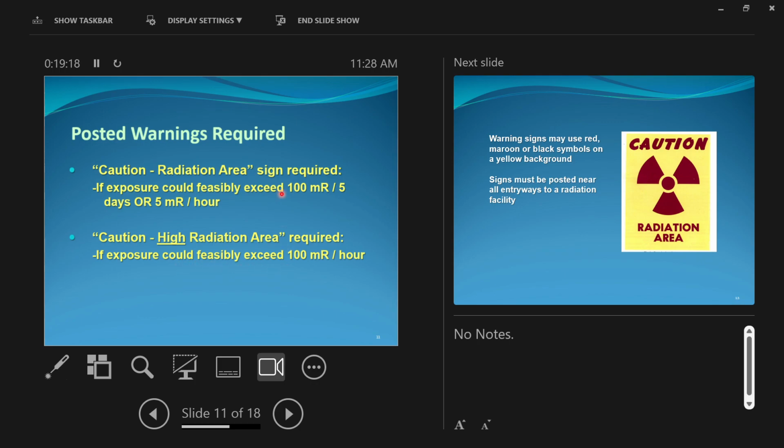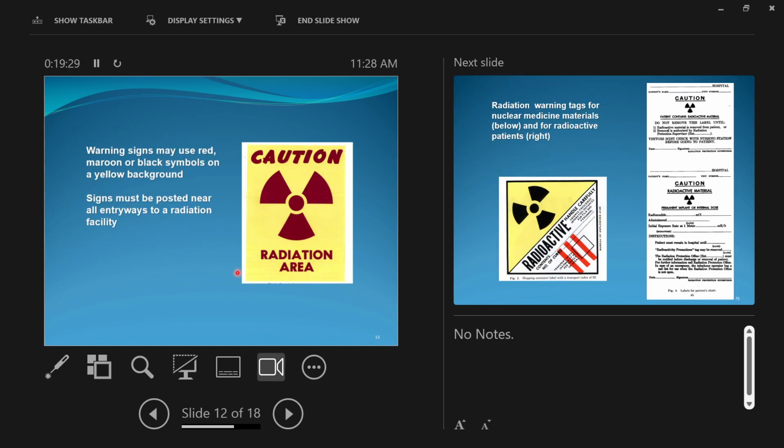So, 100 millirad per 5 days for caution radiation area, 100 millirad per hour is the requirement to have the high radiation sign. This is the sign you should be familiar with, just the radiation area. You'll want to make sure that it doesn't say something like radioactive or anything like that, because our machines are not radioactive. They emit radiation when they're turned on, energized. These are the signs we should be familiar with.